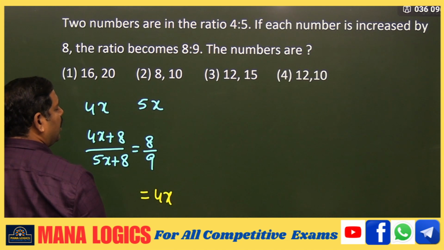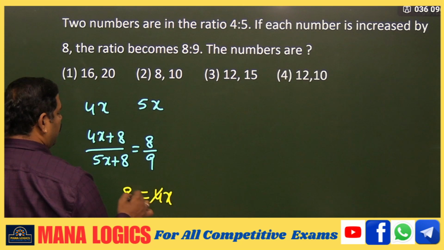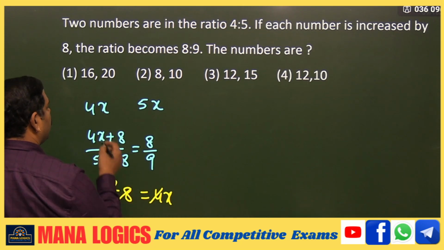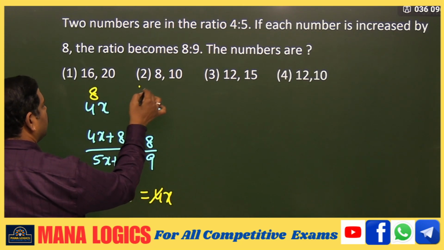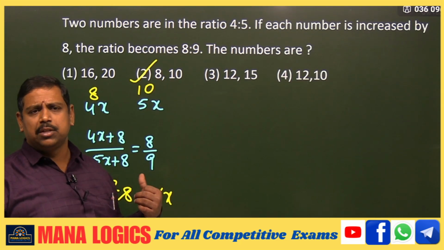9 8s are 72 on the left side, 8 8s are 64 on the right side. Move the 64 to the left side, it will be 72 minus 64, which is 8. 4 1s are 4, 4 2s are 8. The x value is 2. Means 4 2s are 8, 5 2s are 10. So the answer is 8 is to 10. Already we have seen this procedure.